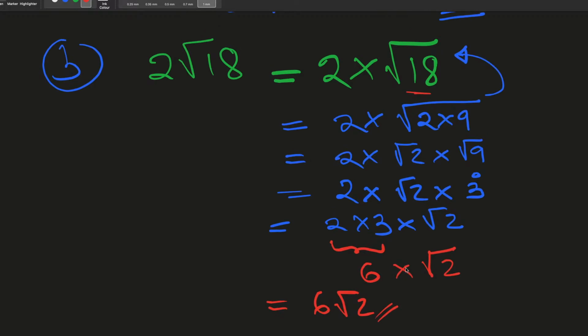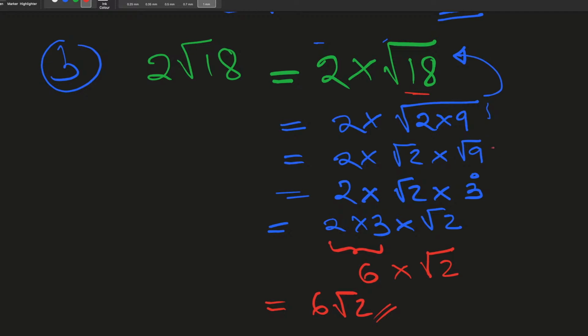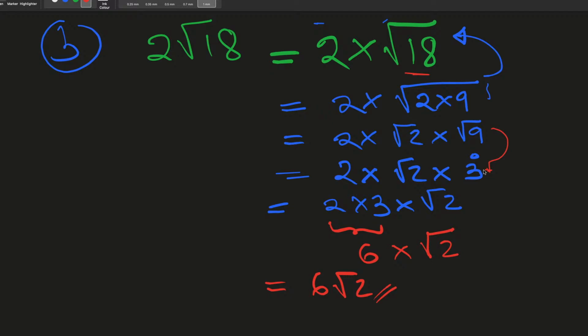Okay, so what we did was we applied the principles we've learned. We saw earlier that 2 was multiplying surd of 18. So all we did was expand the surd of 18: 2 times surd of 2 times 9. This one, we can break it. So when we broke it, we had 2 times root 2 times root 9. We know that the square root of 9 gives us 3. After that, we multiply 2 by 3. So we separated them: 2 times 3 times surd of 2. The 2 times 3 is 6, and 6 multiplied by surd of 2 gives us our answer, 6 surd of 2.